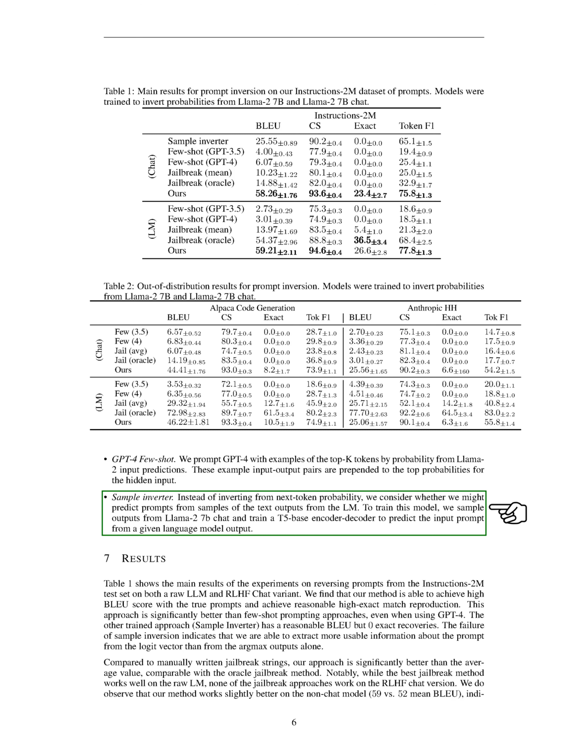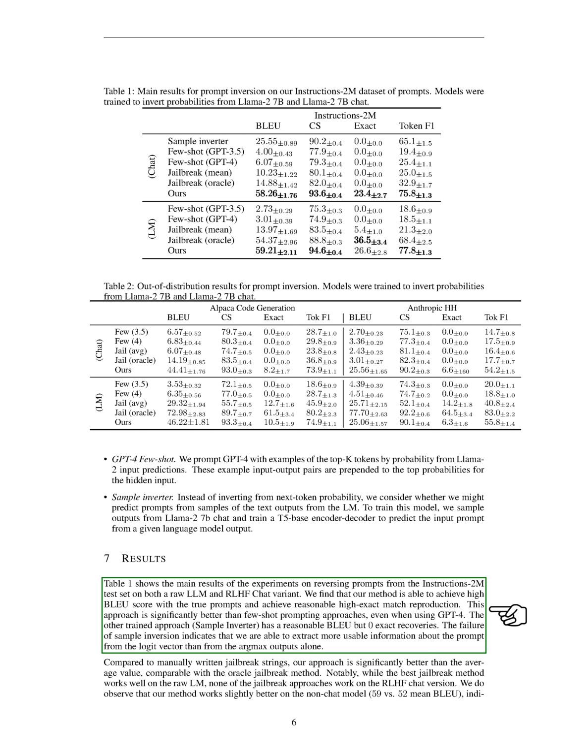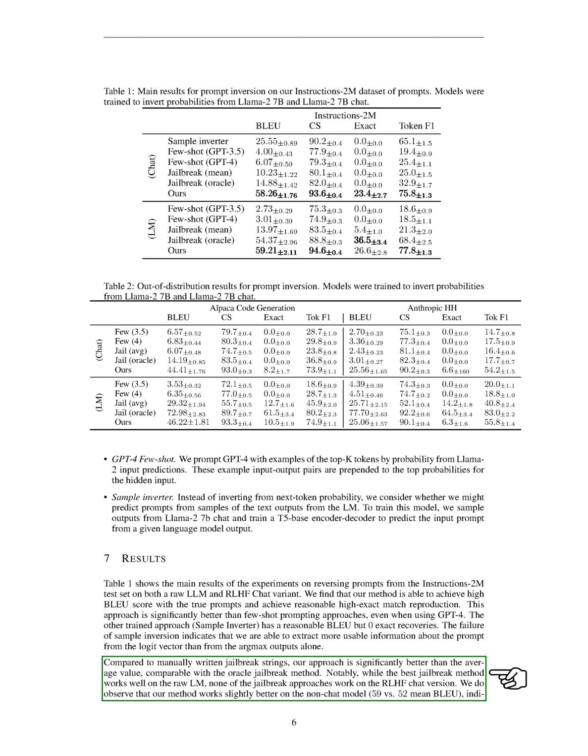Section: Results. In this section, we present the main results of our experiments on reversing prompts from the Instructions 2M test set using both a raw LLM and an RLHF chat variant. We discovered that our method can achieve a high BLEU score with the true prompts and produce reasonably high exact match reproductions. Our approach outperforms few-shot prompting methods, even when compared to GPT-4. Another trained approach called sample inverter has a decent BLEU score but 0 exact recoveries. This failure suggests that we can extract more useful information about the prompt from the logit vector than from just the argmax outputs. When compared to manually written jailbreak strings, our approach performs significantly better than average and is comparable to the Oracle jailbreak method.